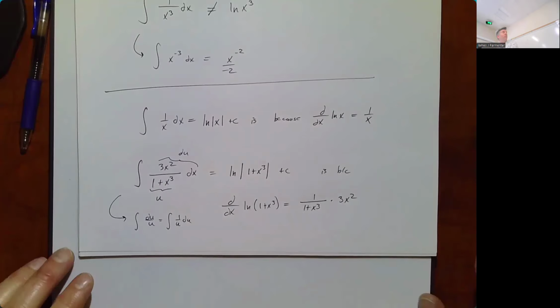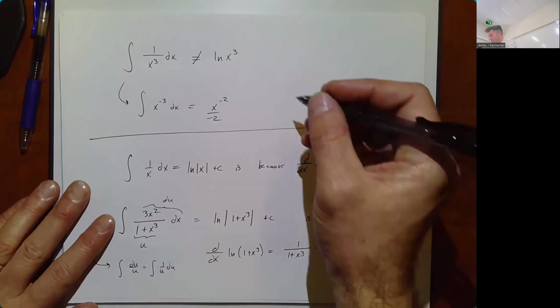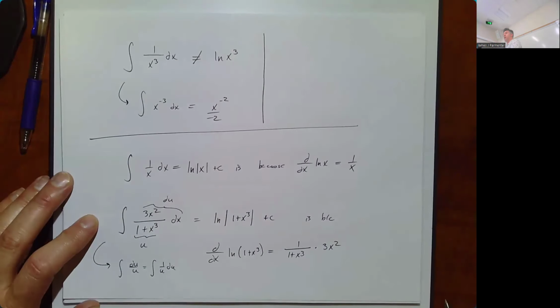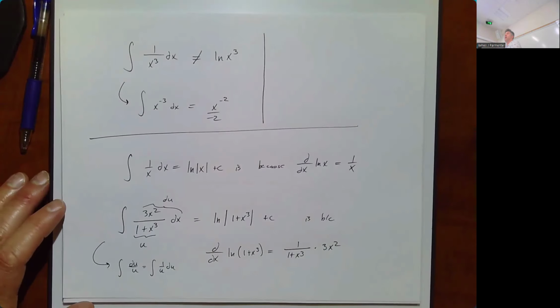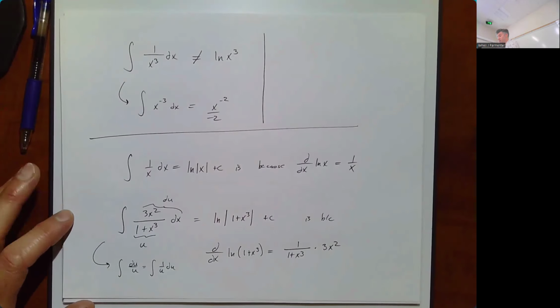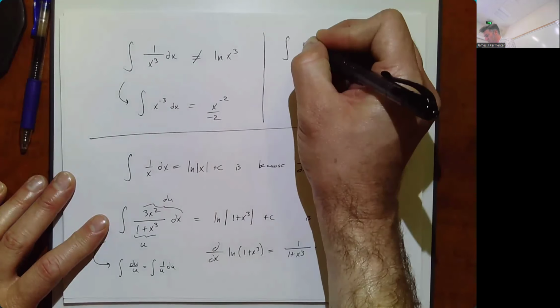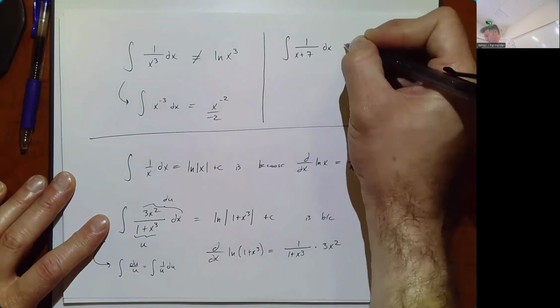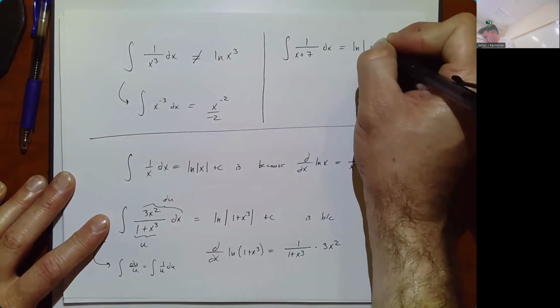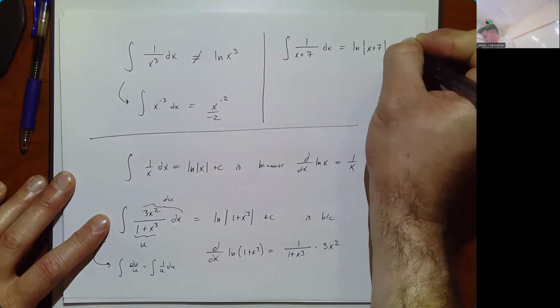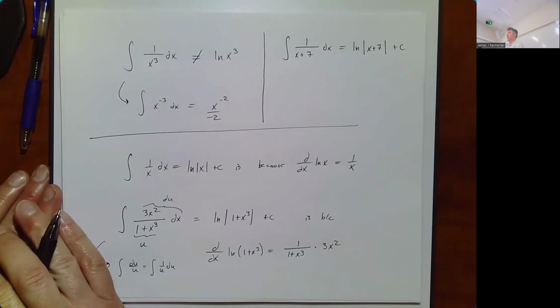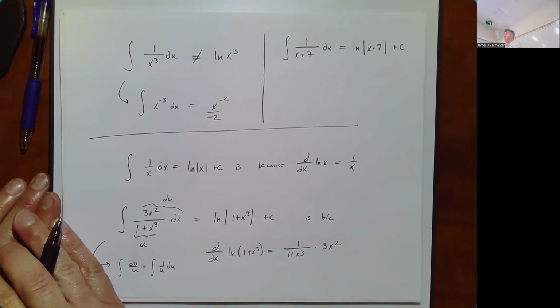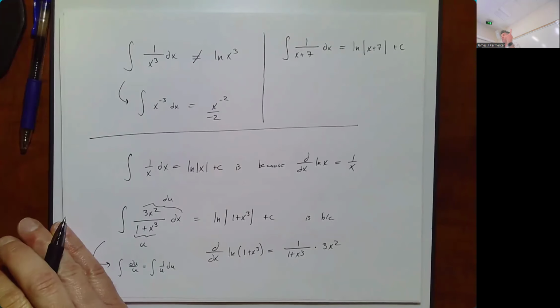And then even more broadly, I will just say that it's actually true if you have your variable plus or minus a constant. So the antiderivative of 1 over x plus 7 is going to be the natural log of the absolute value of x plus 7. Let's see, think about the derivative. What's the derivative of the natural log of x plus 7? It's 1 over my stuff times the derivative of my stuff, but the derivative of x plus 7 is 1.